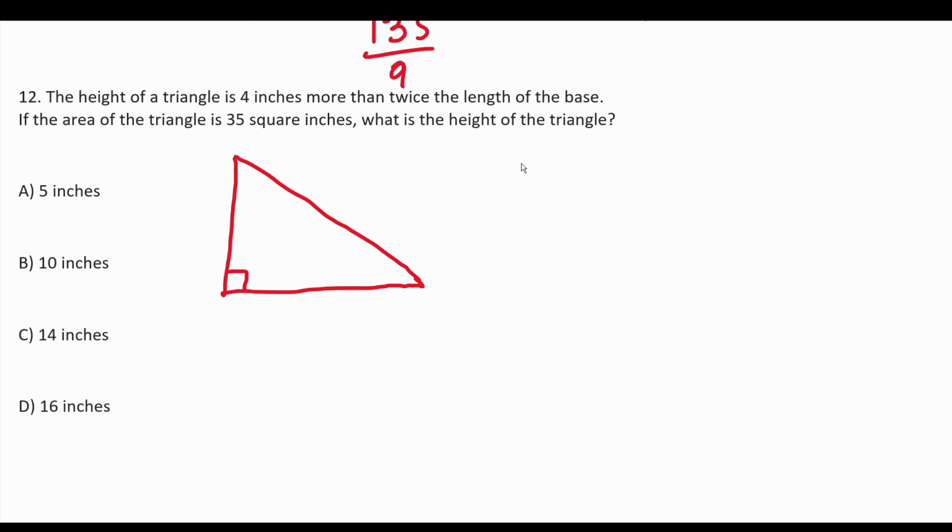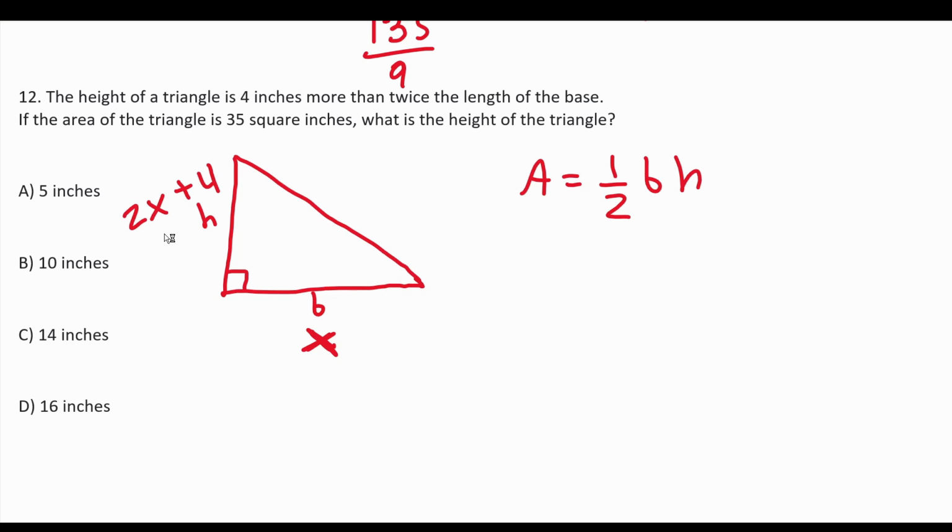To find the area of any triangle, you're always going to use the formula area equals 1/2 times base times height. In a right triangle, your base is here and your height is here. That said, those aren't that obvious to figure out in this problem. We're told that the height of the triangle is 4 inches more than twice the length of the base. So if I call this base x, that means the height here is 4 inches more than twice its length. So that's going to be 2x plus 4.